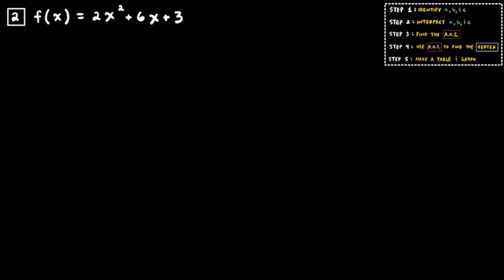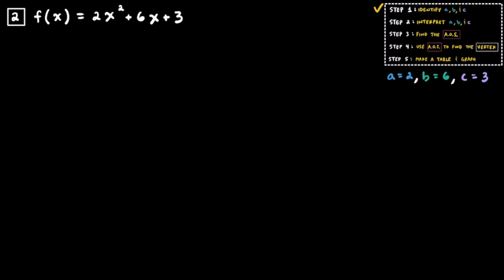For example 2, we have the function f of x is equal to 2x squared plus 6x plus 3. Let's start by identifying a, b, and c. So a is equal to positive 2, b is equal to positive 6, and c is equal to positive 3, so let's talk about what they mean.